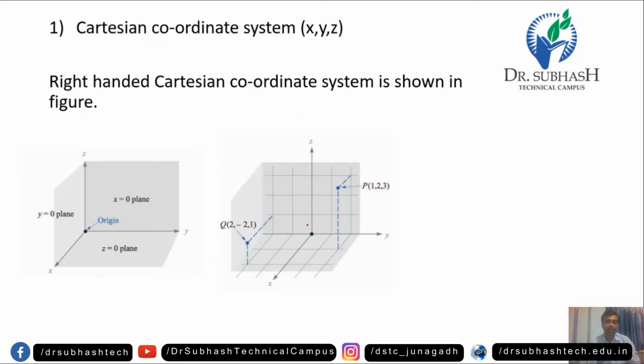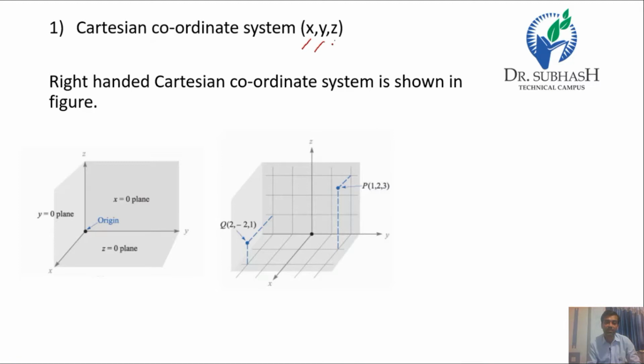First one is the Cartesian coordinate system. In a Cartesian coordinate system there are three axes, represented by the x-axis, y-axis and the z-axis. Here we use the right hand Cartesian coordinate system. What does right hand Cartesian coordinate system mean? There is the right hand screw rule: x is always to the left of y, and y is always to the left of z, or in other words, y is always to the right of x, and z is always to the right of y.